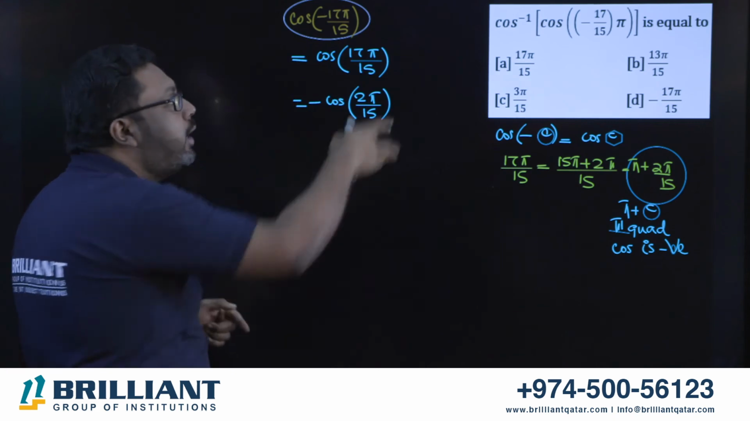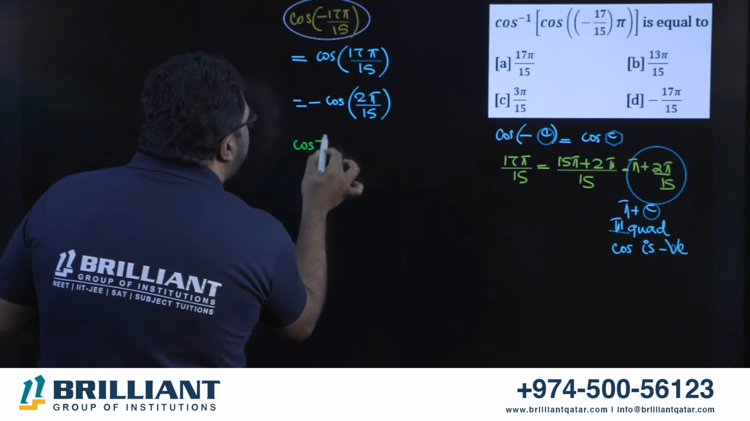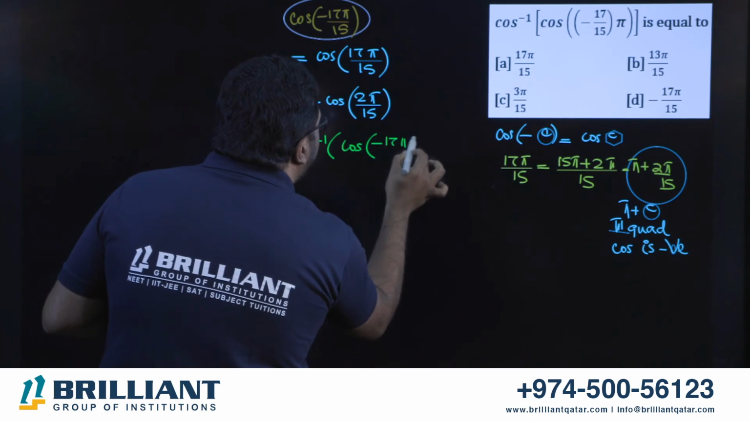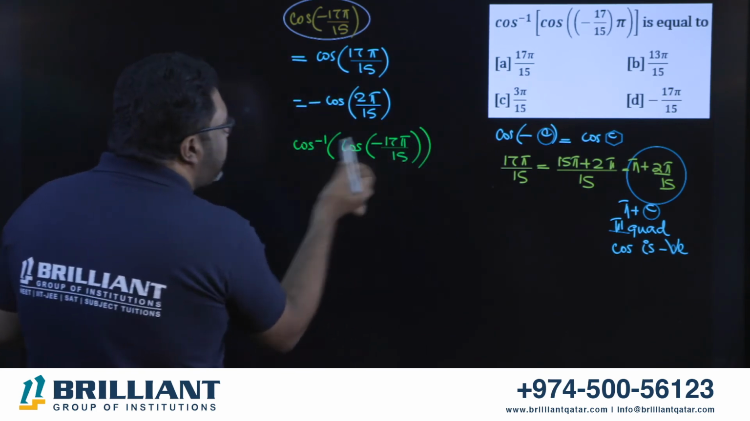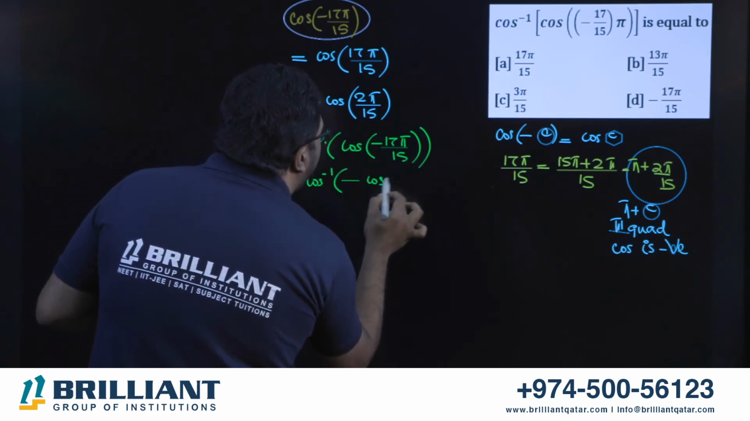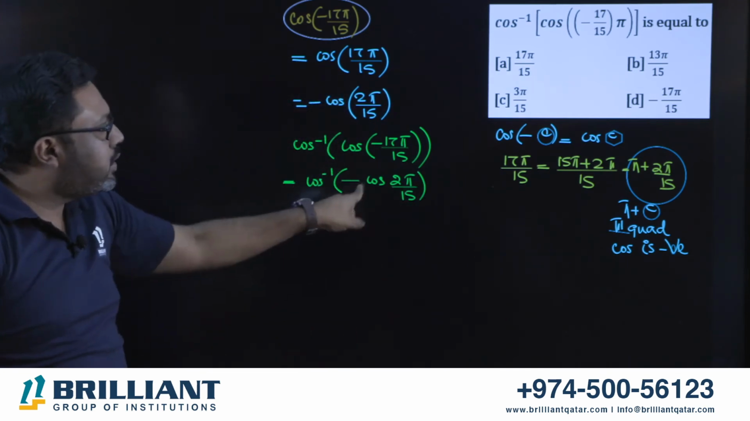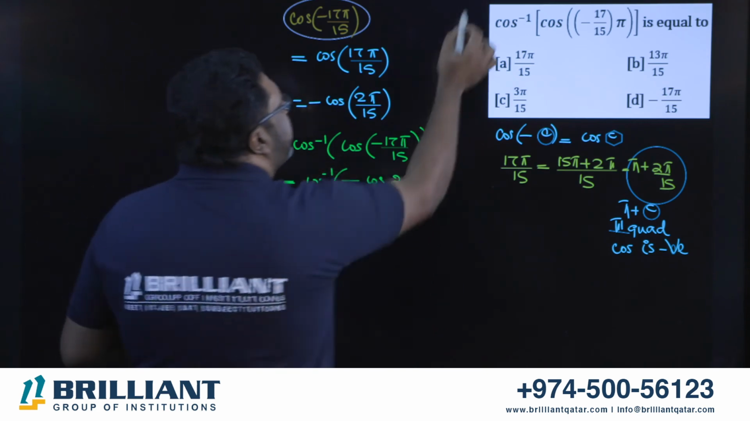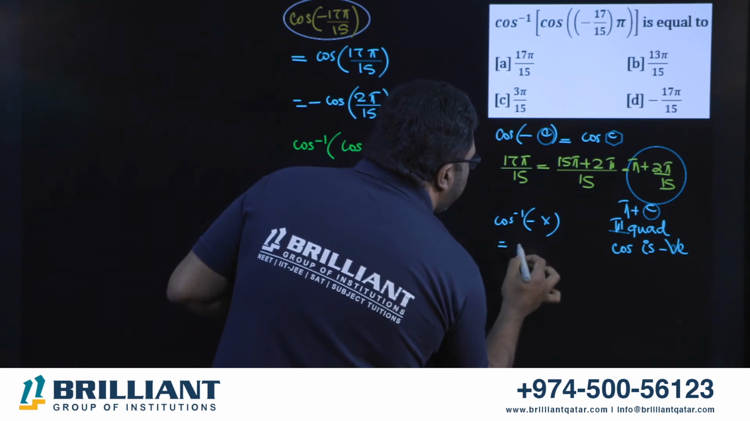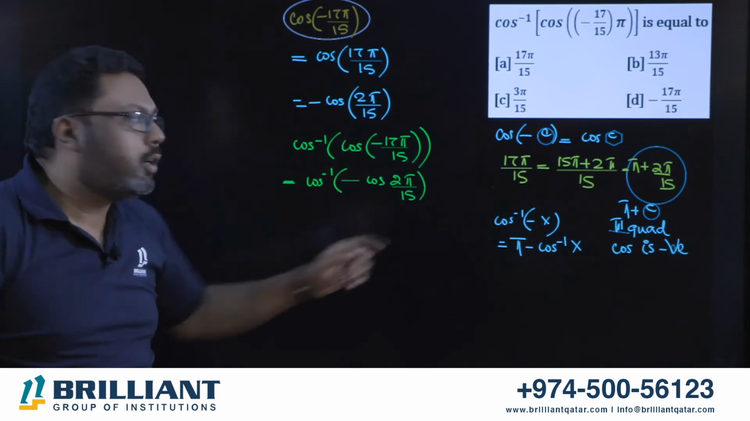My question has a cos inverse, so apply that cos inverse. Cos inverse of cos of minus 17 pi by 15, which is simplified, is cos inverse of minus cos 2 pi by 15. Yes, cos inverse of minus x. What is cos inverse of minus x? That is equal to pi minus cos inverse x.